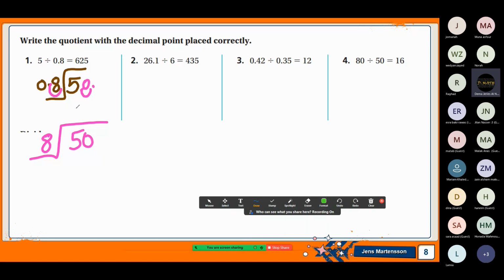How many 8s in 50? 5. 5 times 8 is 40. The remainder is 10. Is the remainder greater than the divisor? Yes. So that means this is wrong. Give me another number.